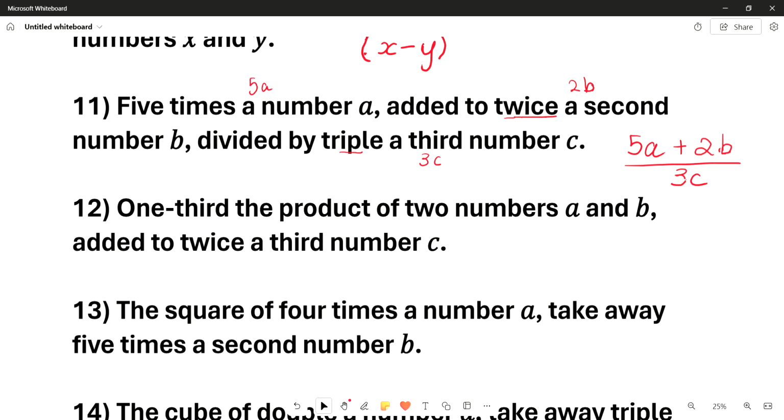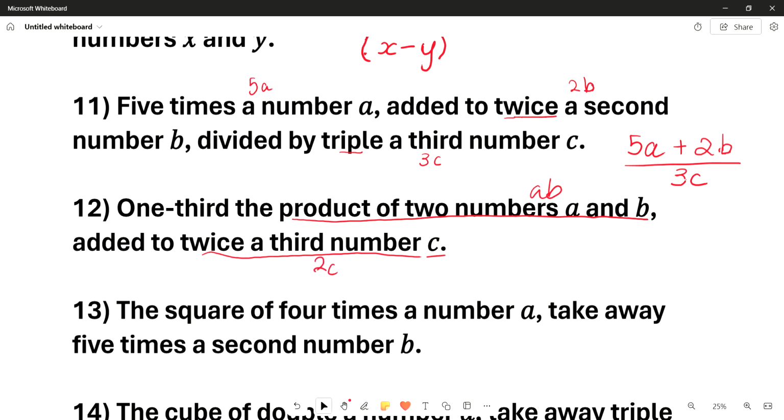Number 12, 1/3 the product of two numbers a and b added to twice a third number c. So let's go. The product of two numbers a and b is a times b, which is ab. And 1/3 times that will be 1/3 ab, or ab over 3. And then we're adding that to twice a third number c. Well, twice c would be 3 times c. Sorry, not 3. Twice c would be 2 times c, which is 2c.